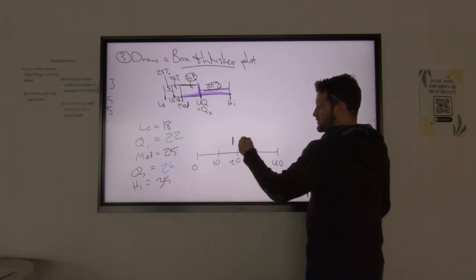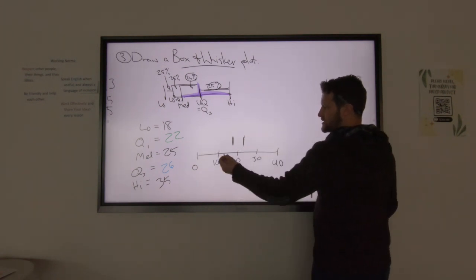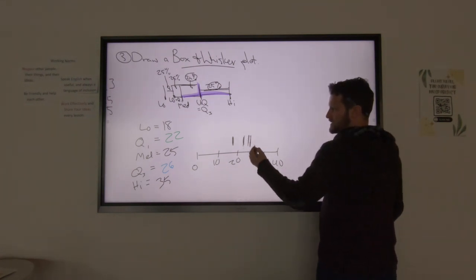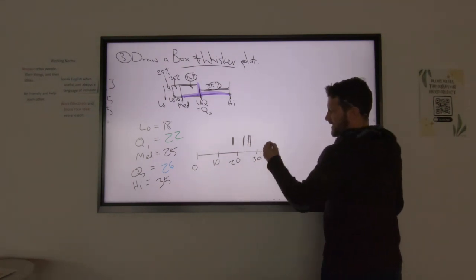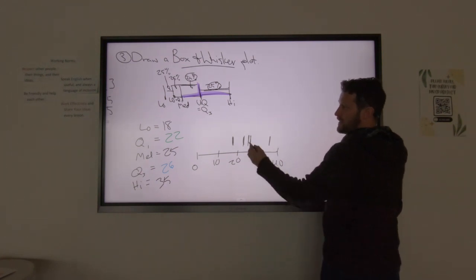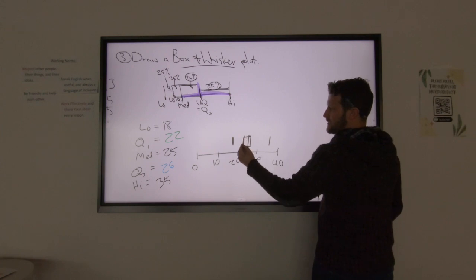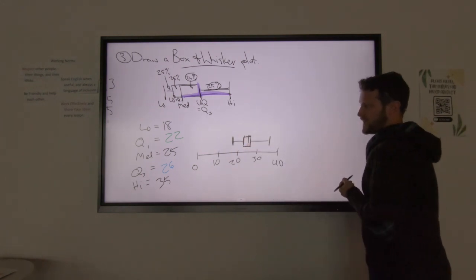Quartile 1 is 22, like here. Median is 25 in the middle. Quartile 3 is 26. It's like right next to it. High is 35. It's out here. And then those 5 pieces make the box and whisker. So I can see the box in the middle here with the whiskers going on the outside.